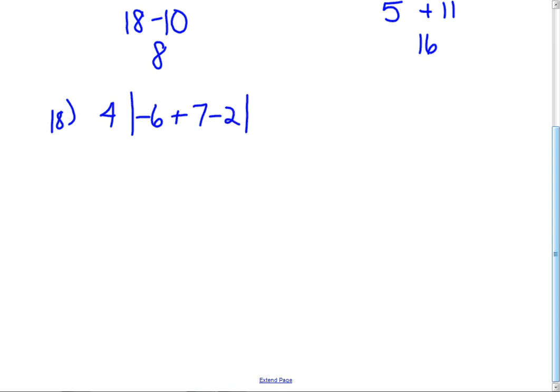Now, next year, geometry is very different. You're going to have to learn vocabulary. You're going to have to know what an angle bisector is, a median is, parallelograms, diagonals.